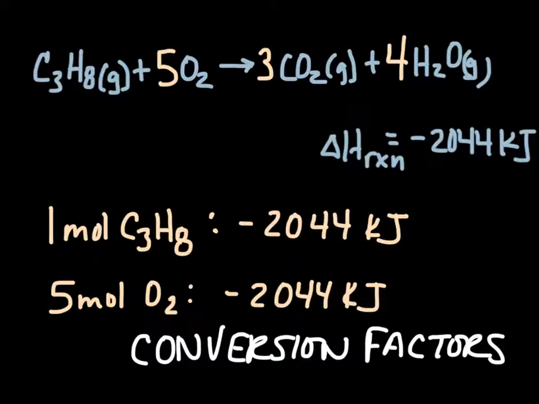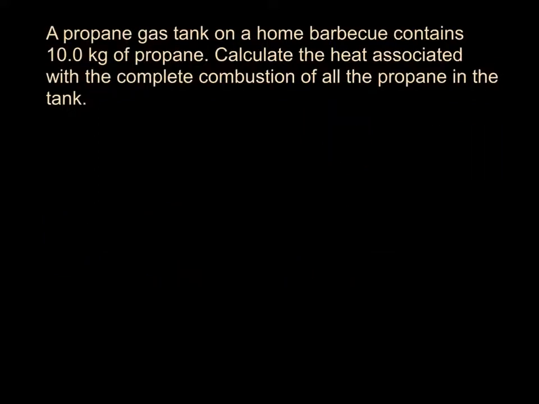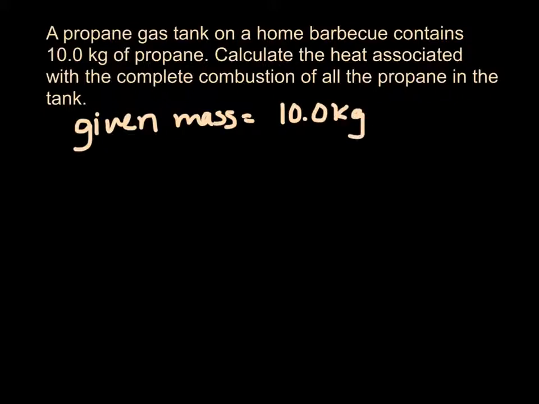The problem is going to be based on propane, so make sure you have that equation handy. Okay, here's our problem. Propane gas tank on a home barbecue contains 10 kilograms of propane. Calculate the heat associated with the complete combustion of all the propane in the tank. So what are we given? We're given the mass. So we have 10.0 kilograms. We know it's propane. You already wrote the balanced equation. So that would be your first step. So we have the balanced chemical equation. We know the heat released from it, 2,044 kilojoules, and we have a mass of 10 kilograms of propane.